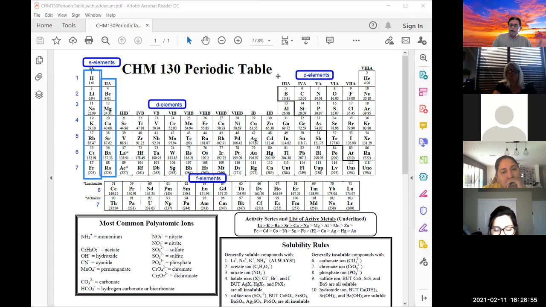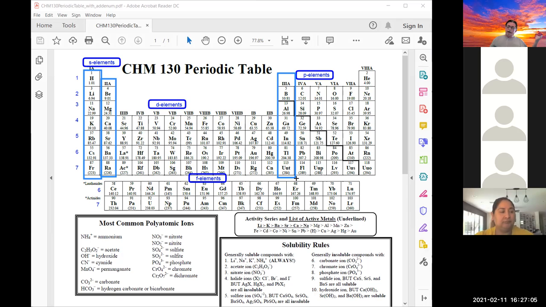Okay, take a wild guess. Let me see. What does your intuition tell you about group 3A? How many valence electrons do you think they have? 3. You got it. Okay. And now let's go one more. What do you think these guys have in their outermost shell?